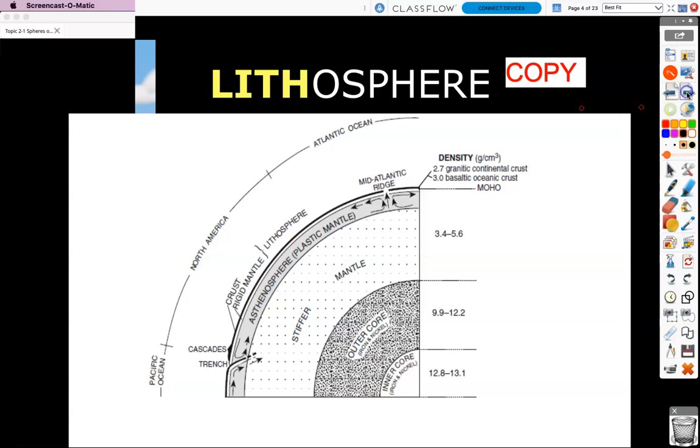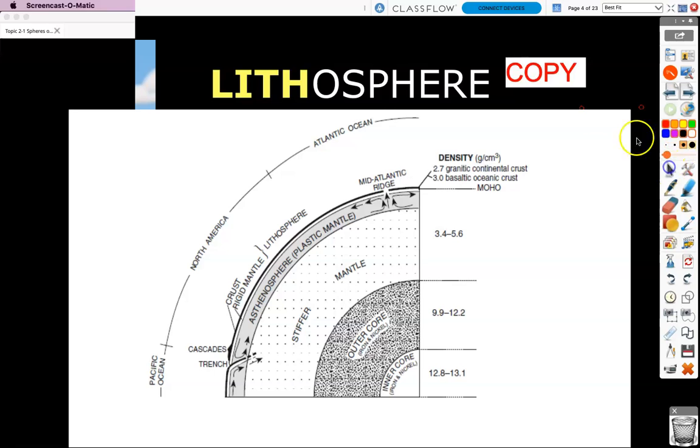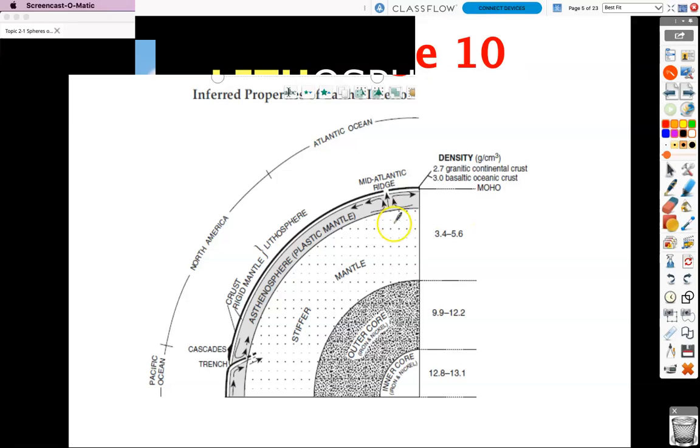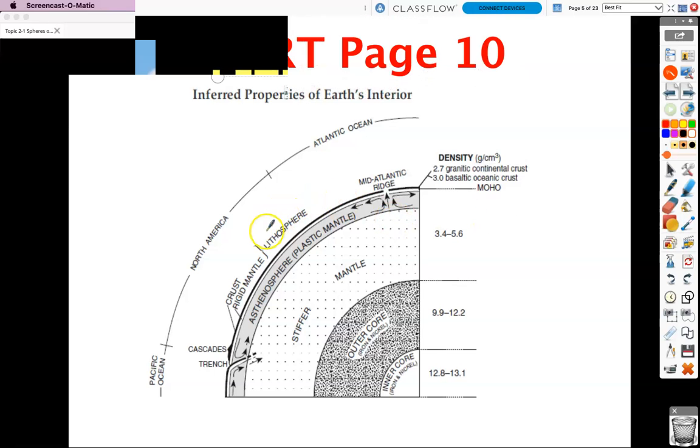Let's go right to the ESRT. So this is on page 10 in your ESRT. So you should take this out and take a look at this. I'm going to just pause for a minute while you get your reference table out. Okay. Or you could pause the video.